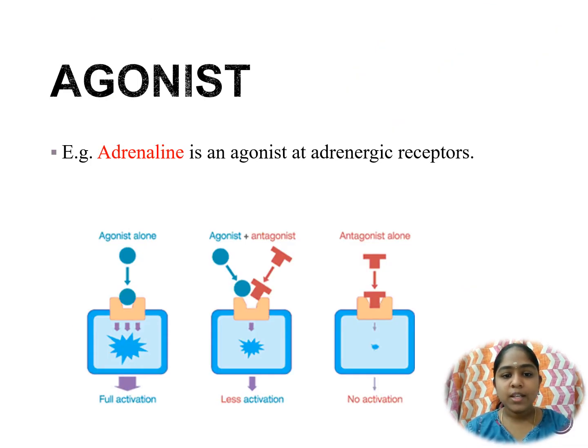Agonist. An agonist is a substance that binds to the receptor and produces a response. It has both affinity and intrinsic activity. For example, adrenaline is an agonist at adrenergic receptors.